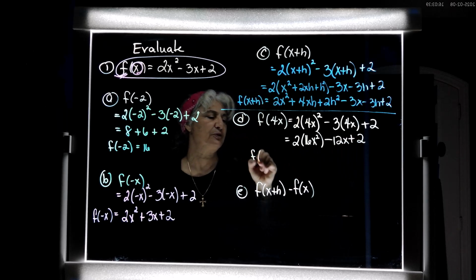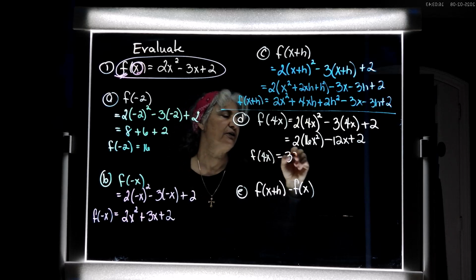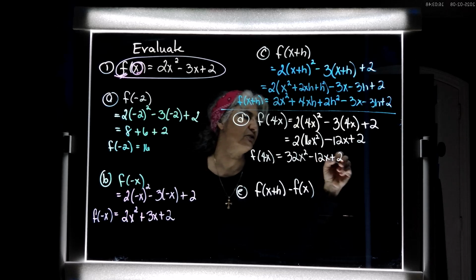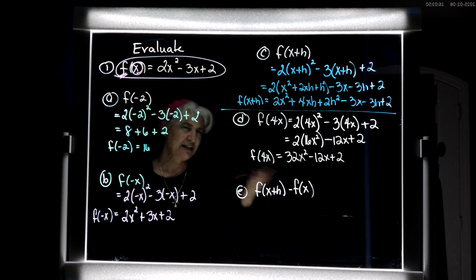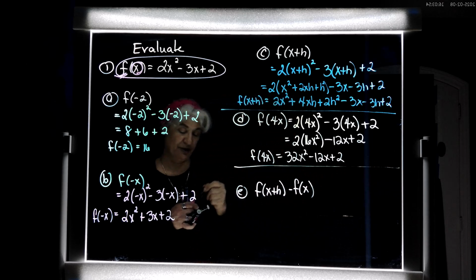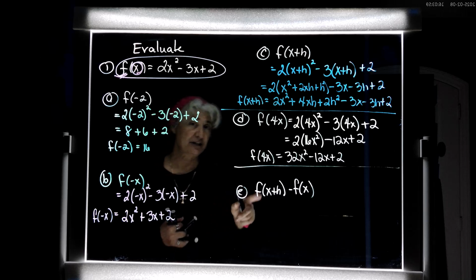One more line to simplify. What do you get? 32x squared minus 12x plus 2. Can I combine anything? Nope. Well, looks like I have a new polynomial there, don't I? So be it. Okay, letter E.